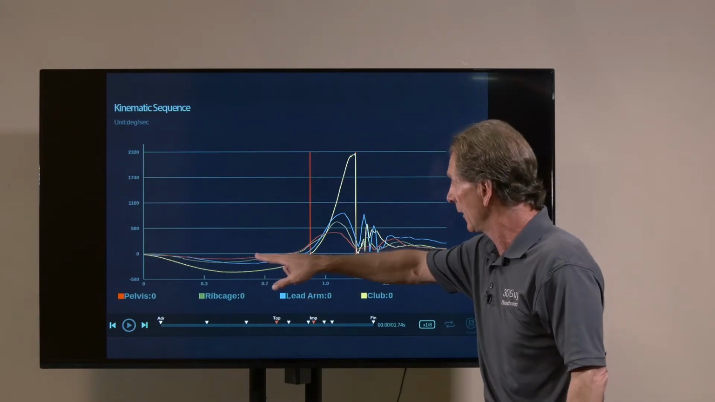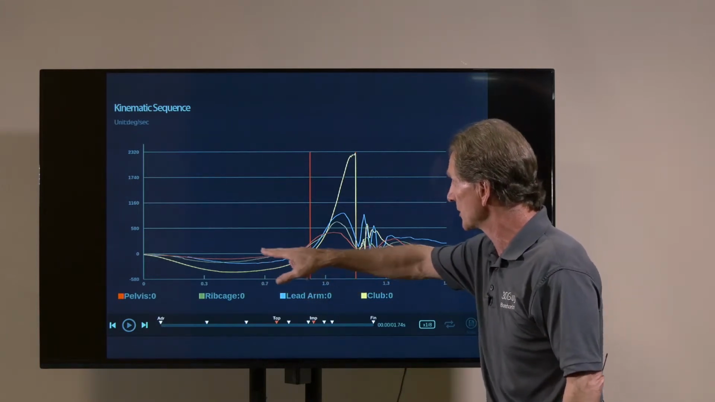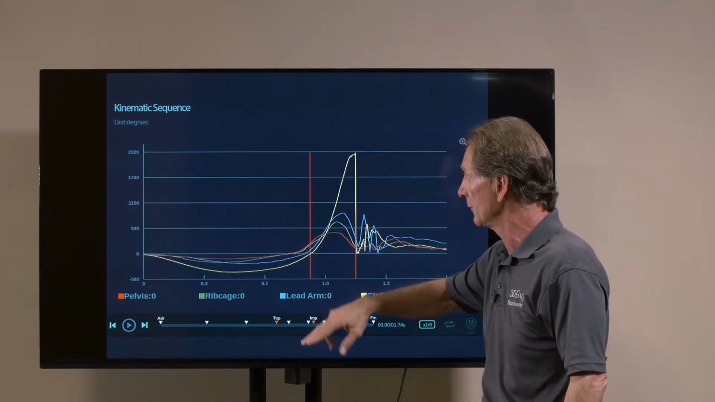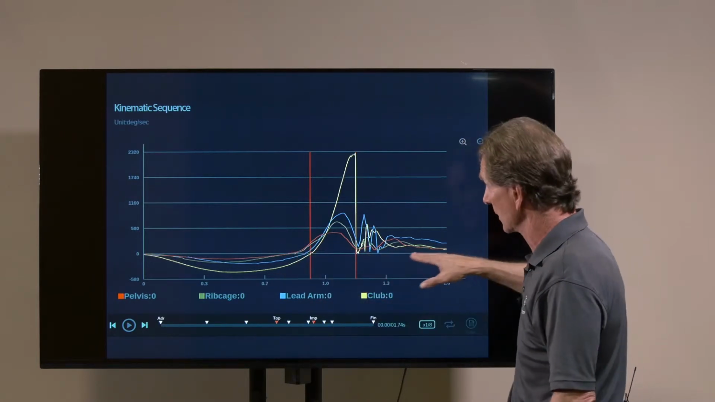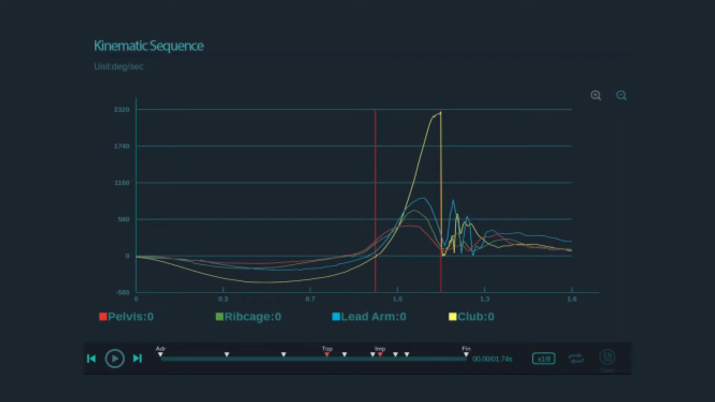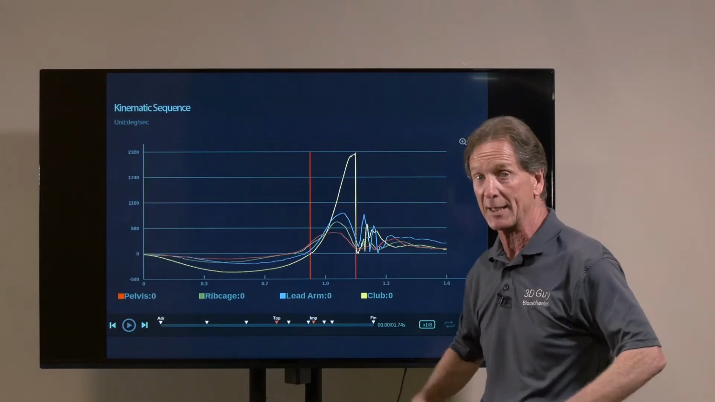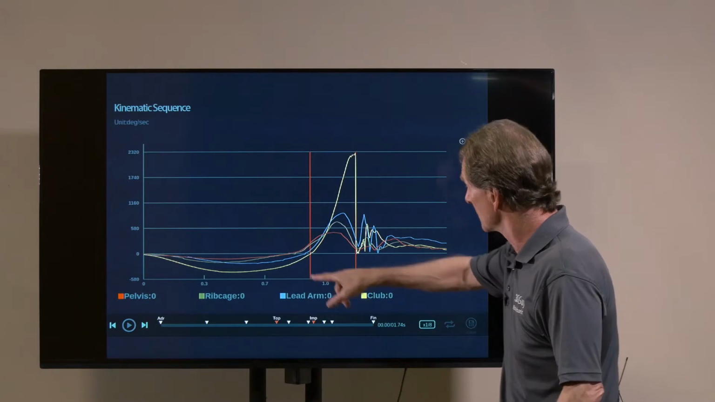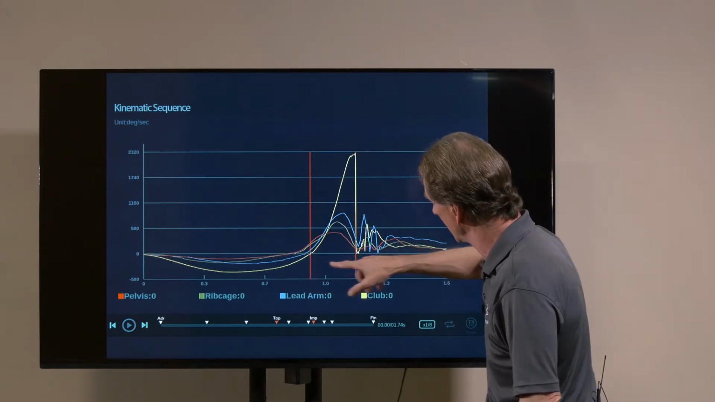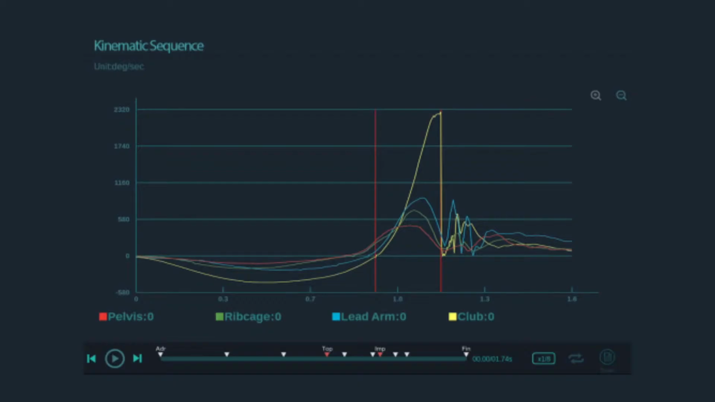You can see that the red curve crosses this blue horizontal line first. That blue horizontal line is 0, which represents the transition from backswing to downswing. So when it crosses that curve, that part of the body has gone from backswing to downswing. So you can see if we look going from left to right, the red curve crosses first, green curve crosses second, blue curve crosses third, and finally the yellow curve.